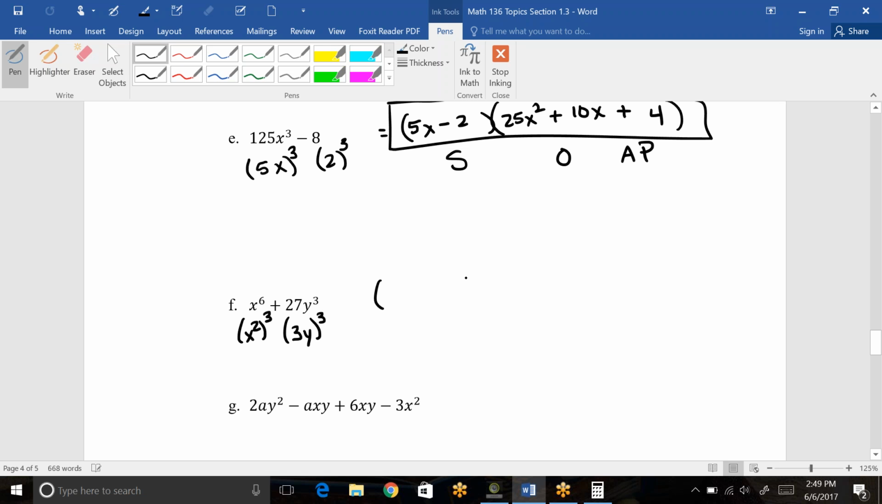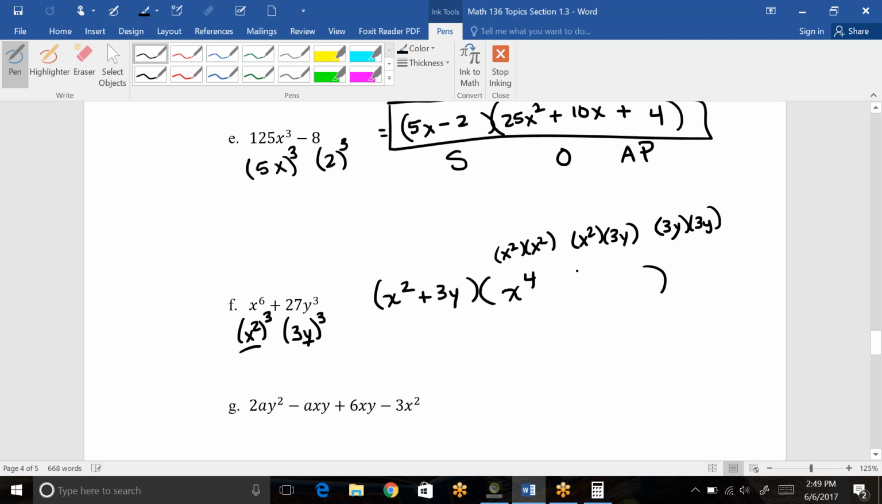So this would be, again, a binomial times a trinomial. You write the two roots with the sign of the original in between them. You do the first root times itself, the first root times the second root, and the second root times itself. X squared times x squared is x to the fourth. This would be 3x squared y, and then 9y squared. My signs are same as the original, opposite to the original, always positive.